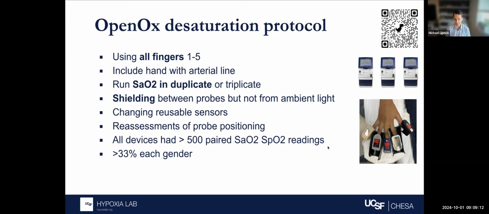We did do shielding on the probes. We did not shield them from ambient light, but we did shield them from each other. And you can see a picture of this. These are like a moldable plastic, and then they are lined with finger shield material that we bought online that's manufactured by Masimo. We cut that and lined the inside of the plastic. And again, just shielding between devices, not shielding from ambient. When we were using reusable sensors, we were changing those every few months. And then during the studies, we were, as frequently as possible, reassessing probe positioning.